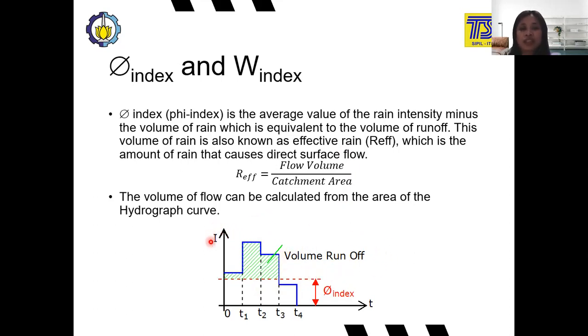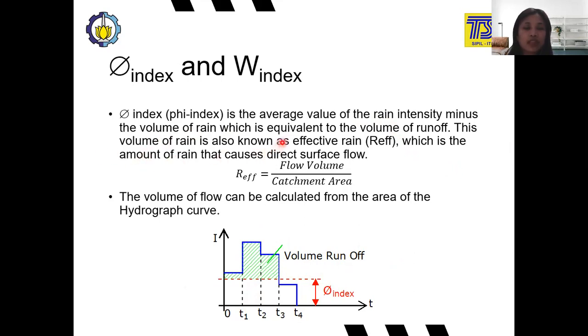Which means if there is this rainfall or precipitation, the water going into the soil is this P index. This is the water absorbed, and then the runoff will be the upper part. So the intensity bigger than the P index will be the volume of runoff.